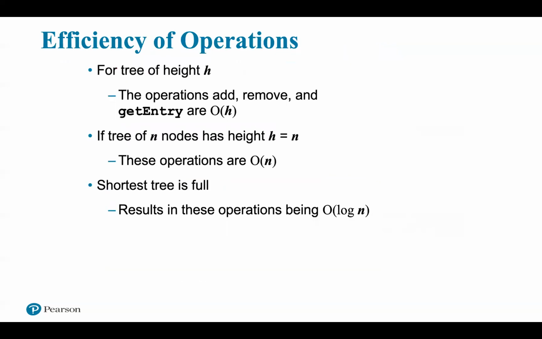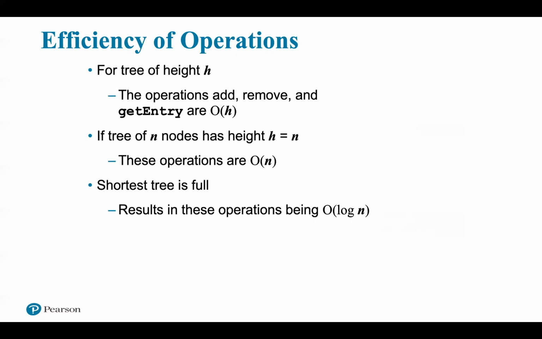In terms of the efficiency of the operation, each of the operations add, remove, and get entry requires a search that begins at the root of the tree. When adding an entry, the search ends at a leaf if the entry is not already in the tree, otherwise the search can end sooner. When removing or retrieving an entry, the search ends at a leaf if it is unsuccessful. A successful search can end sooner.